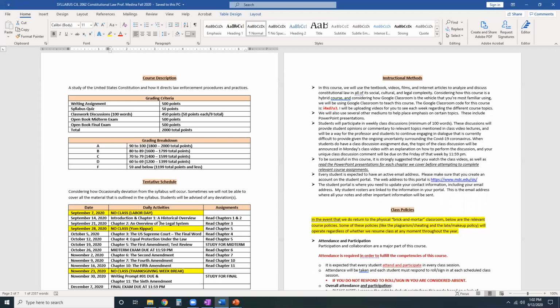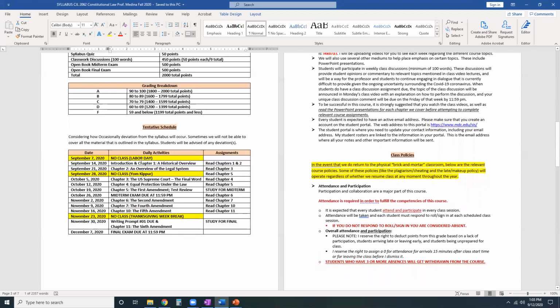And the total number of points that you will be receiving is 2,000 points. Okay, so that's 2,000 total points, and the grade distribution is done here. You can see from 1,800 to 2,000 points gets you an A, from 1,600 to 1,799 points gets you a B, from 70 to 79 gets you a C, and so on and so forth.